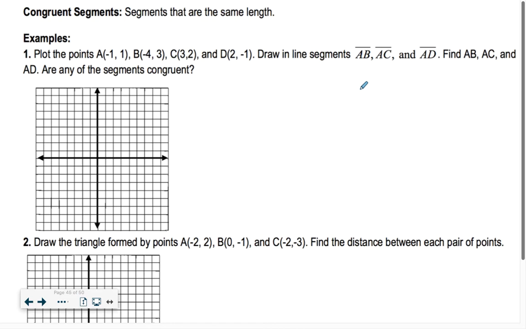All right, and the last thing is congruent segments, so segments that are the same length. We've already actually talked about congruent segments, but we might need to use the distance formula for that. So it says plot the points (-1, 1), (-4, 3), (3, 2), and (2, -1). And then it says draw in AB, AC, and AD. Find the lengths of AB, AC, and AD. Are any of the segments congruent?